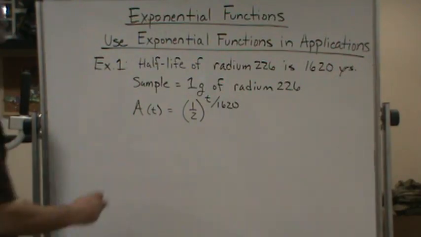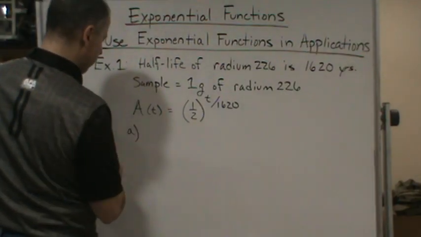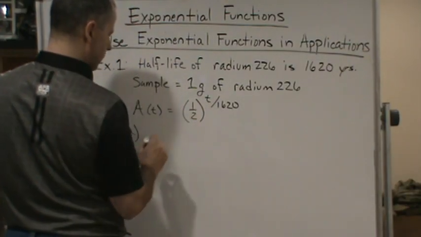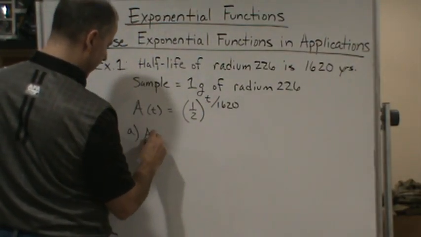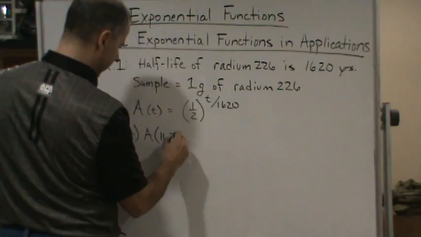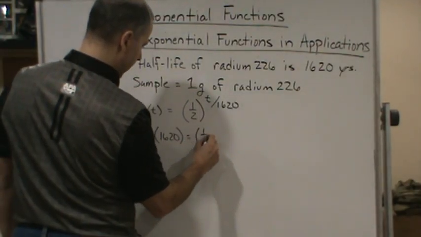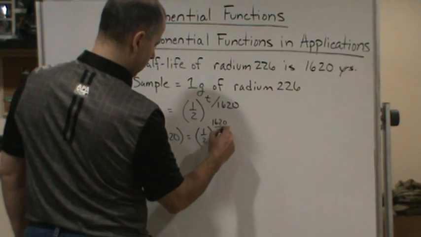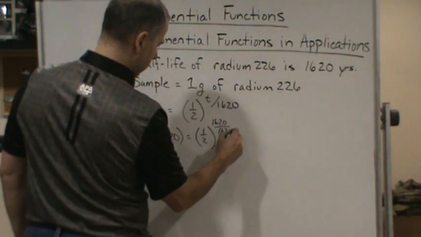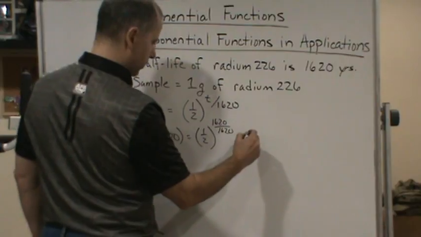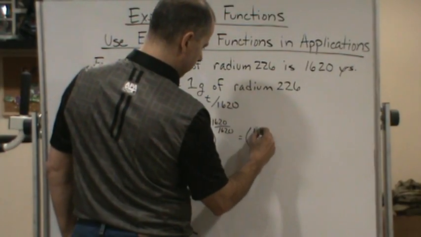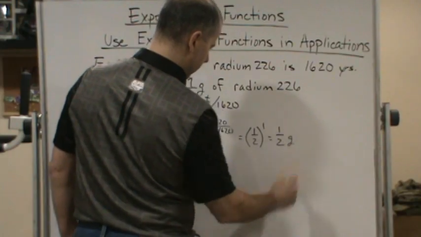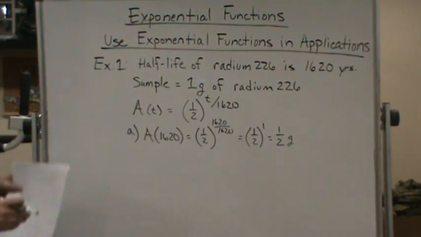Okay, well, so here's the thing. So after 1620 years, so t equals 1620, so A of 1620 equals 1/2 to the 1620 over 1620, which equals 1/2 to the 1 power, which equals 1/2, and of course it's grams, so we'll have 1/2 gram.